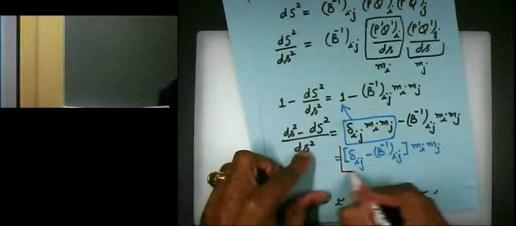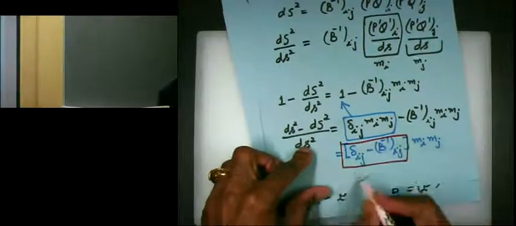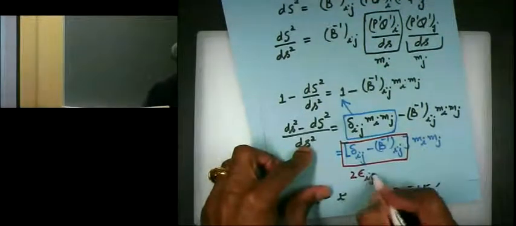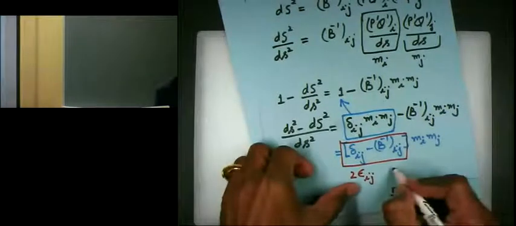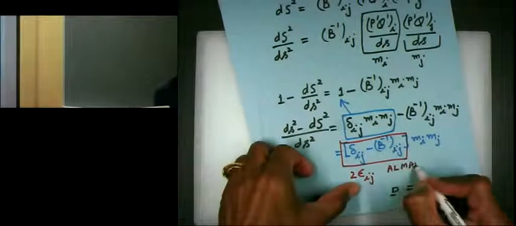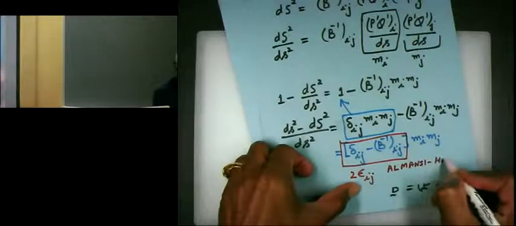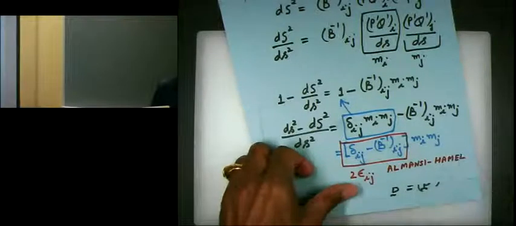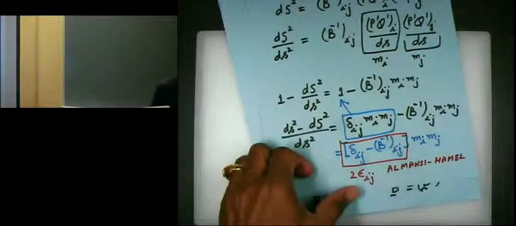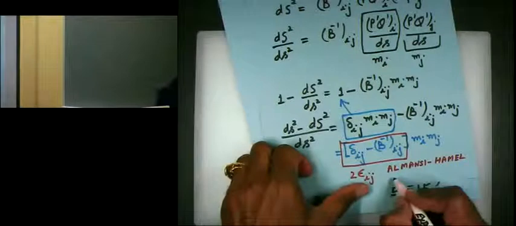So this quantity in the box is denoted by twice epsilon ij, and this is called Almansi-Hamel. These are two different persons. Almansi and Hamel are two different persons. So this is called the Almansi-Hamel strain tensor.